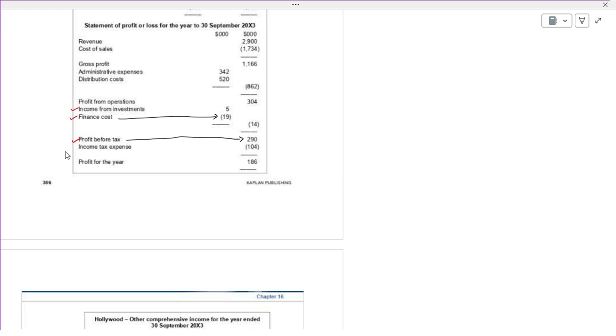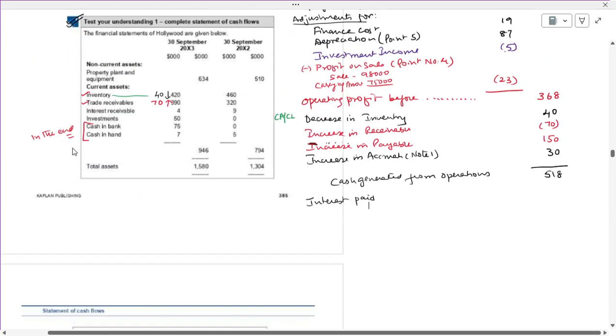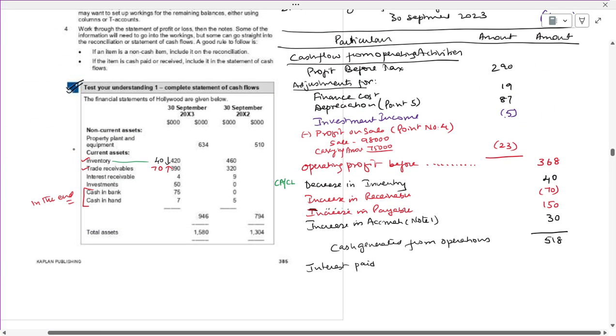Finance cost is how much? 19. Hussein asked me why we are deducting finance cost here. In the beginning, we add finance cost. Is it right? In the beginning, we add finance cost. This is nothing but finance cost.